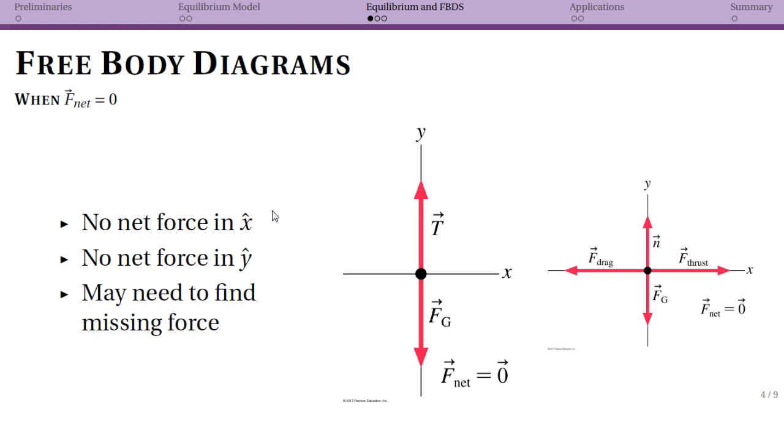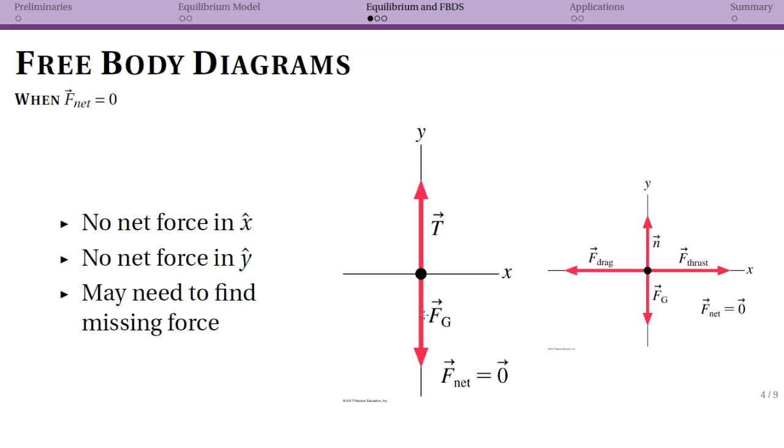There are three things to think about when you have an equilibrium situation. First, you should have no net force in your x-hat direction. So if you sum up all of the forces, specifically their x components, you should get 0. Similarly, you should have 0 net force in the y direction. You sum up their y components, you get 0. Now, in this first case, this is simple in that you don't actually have any forces in the x direction.